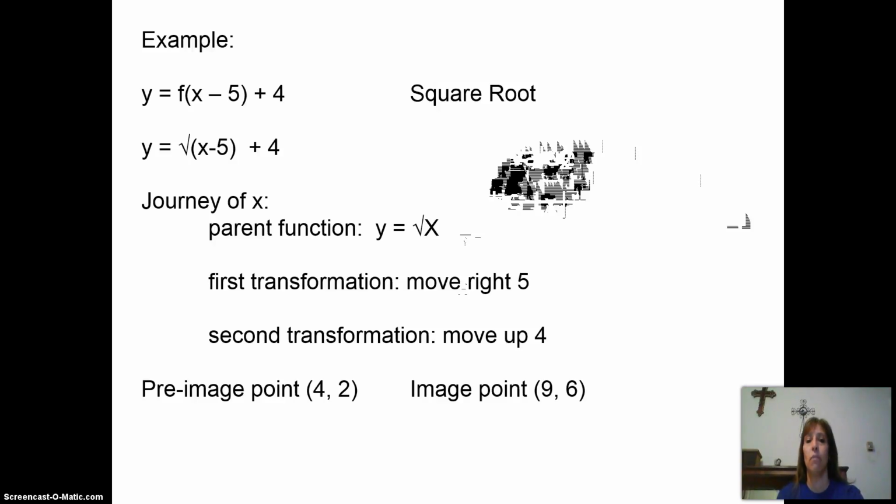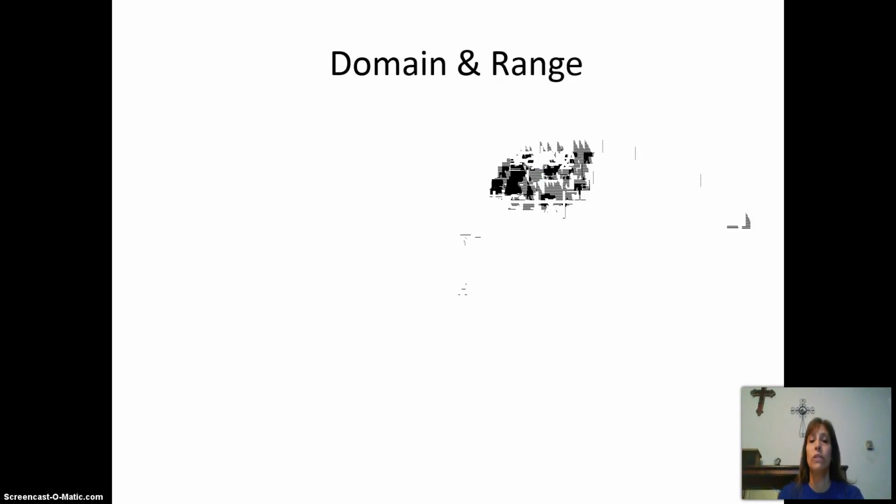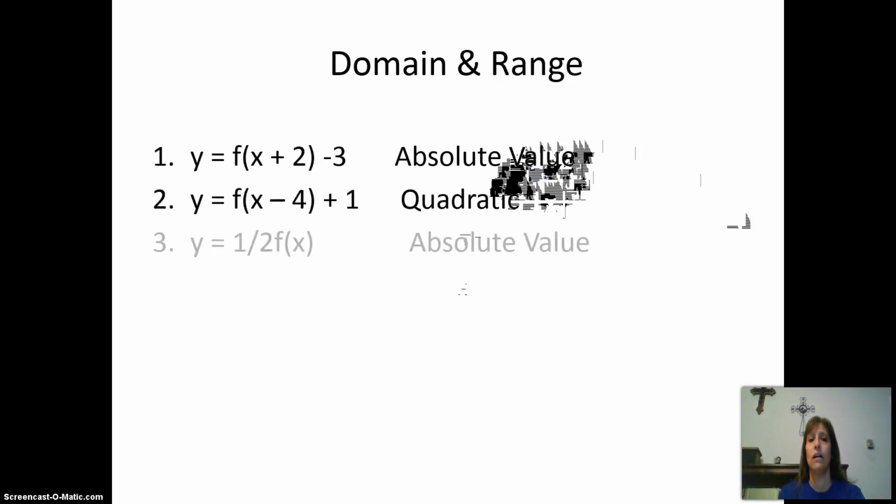Down at the bottom, it says that my pre-image point, if I had a point that was 4 and then 2, because the square root of 4 is equal to 2, my new image point is going to be 9, 6. The reason it's 9, 6 is I take the 4, add 5 to it to the right, so that moves it to 9. I take the 2 and go up 4, which makes it 6.